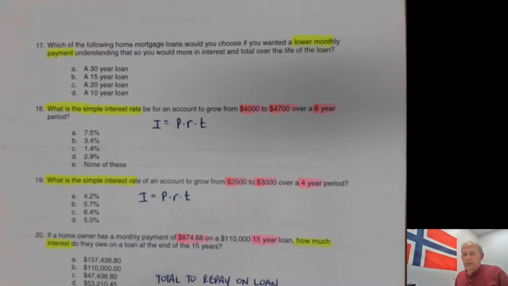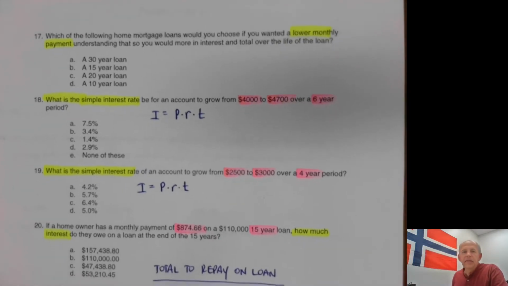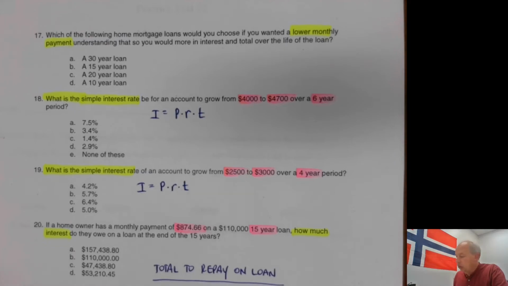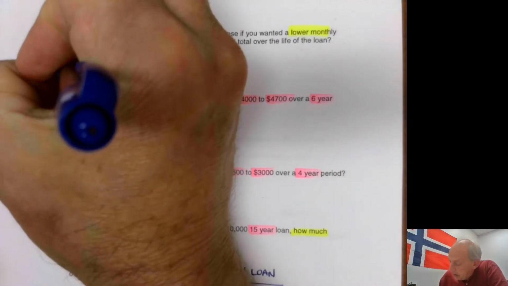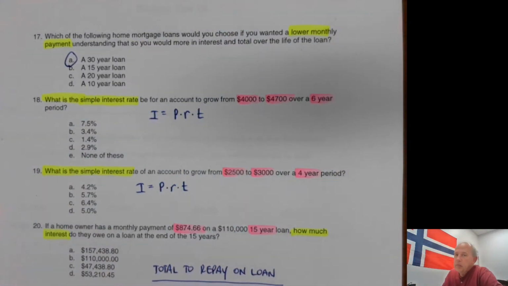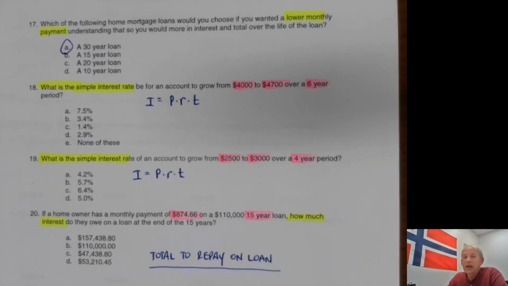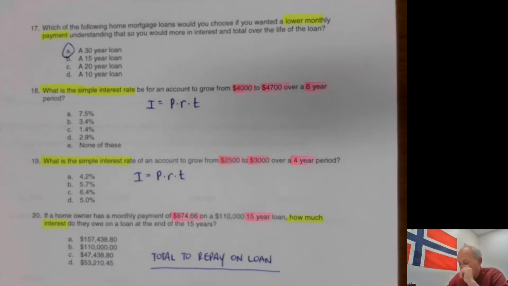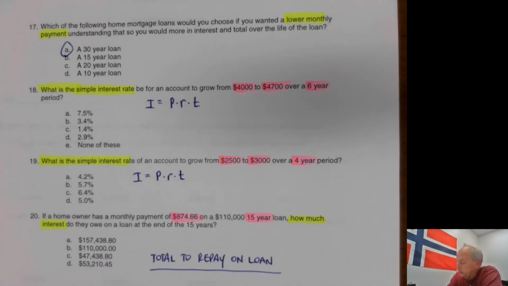Number 17. Which of the following would produce a lower monthly payment even though you know you're going to get stuck with owing more in interest over the life of the loan? Again, lower monthly payment is the longer loan, 30-year loan. You'll pay less per month, but you end up paying more over the life of the loan.